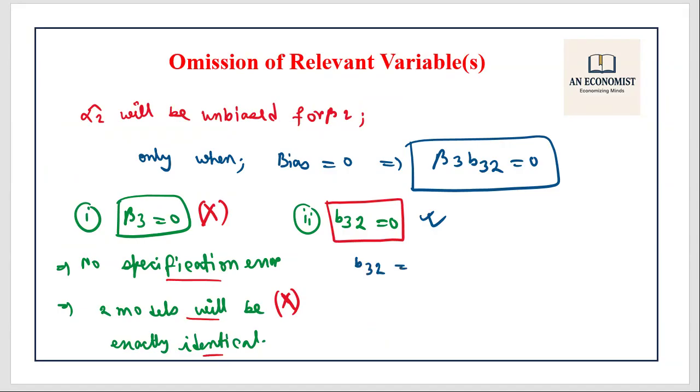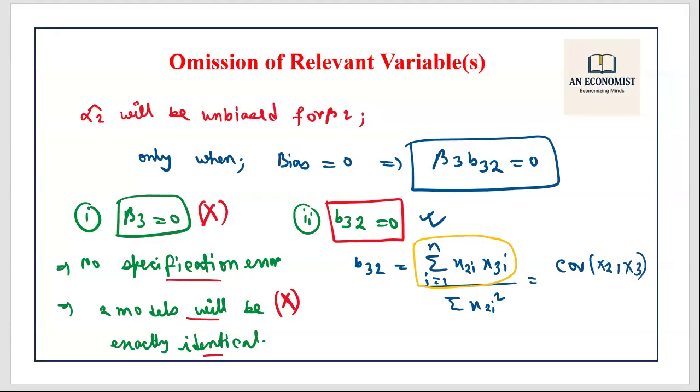What is B32? B32, as I've told you, is the summation over i from 1 to n of x2i x3i upon summation x2i square. Now, the numerator of this term is what? It is simply the covariance between x2 and x3. And the denominator will be the summation x2i square, whatever it is.